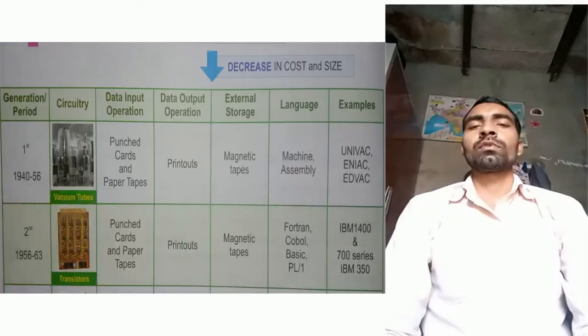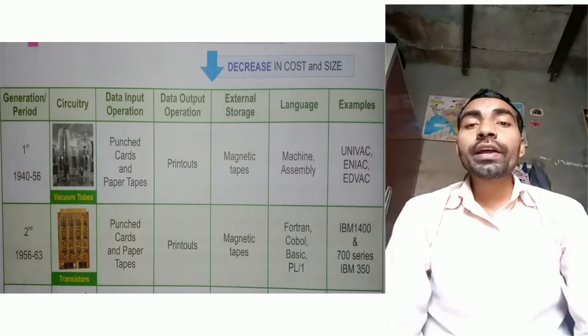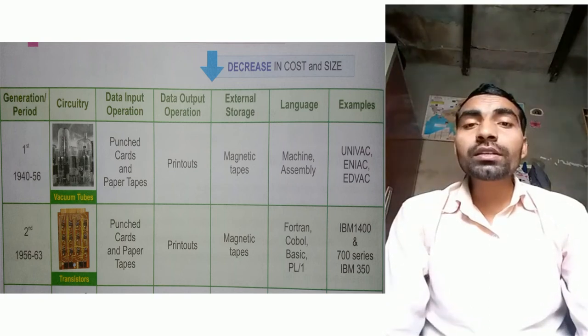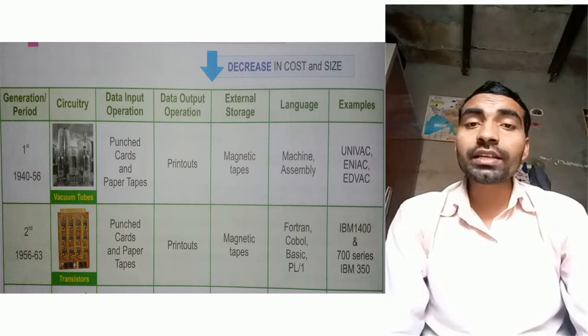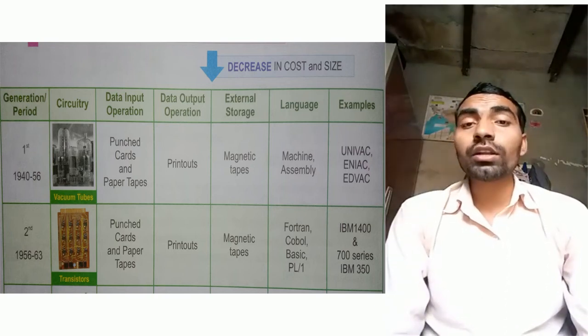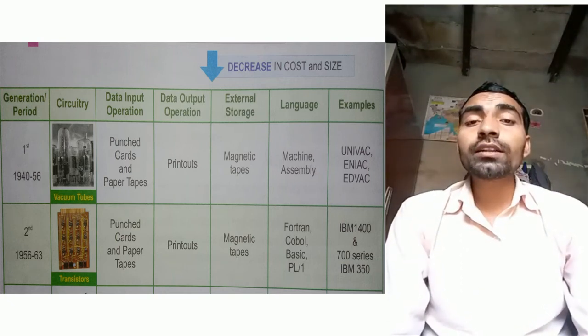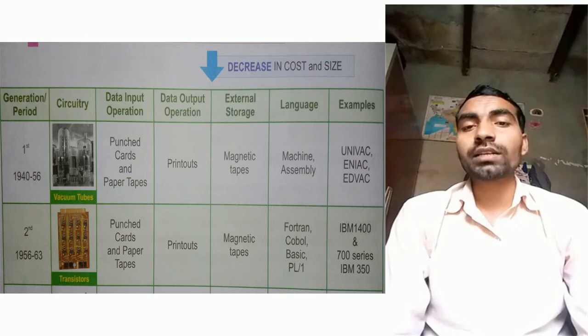So this is the overall history of computer. The beginning of the history starts when John Mauchly and J.P. Eckert developed the machines ENIAC and UNIVAC in the decade of 1940. And from there only, from the decade of 1940, the generation of modern computer starts.